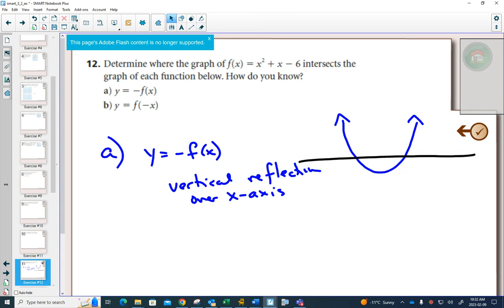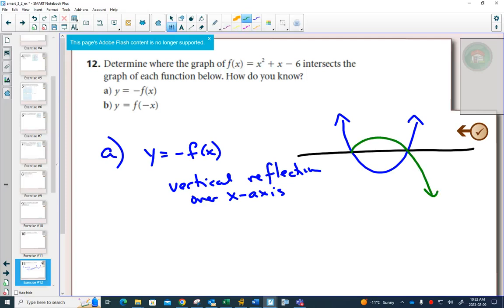Or it could be that my x-axis is moved up like that. If my x-axis is moved up like that, and I did a vertical reflection, it would look like this. And then I would have intersection points there.